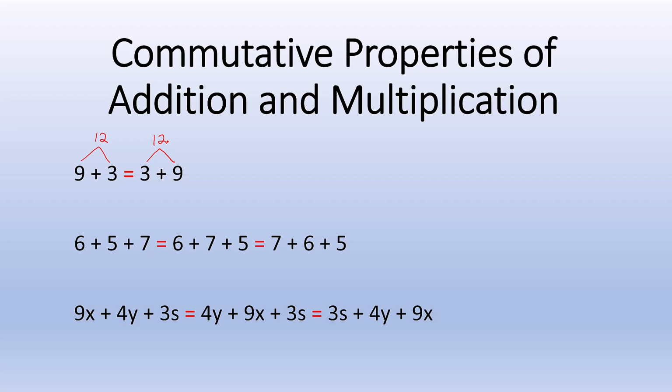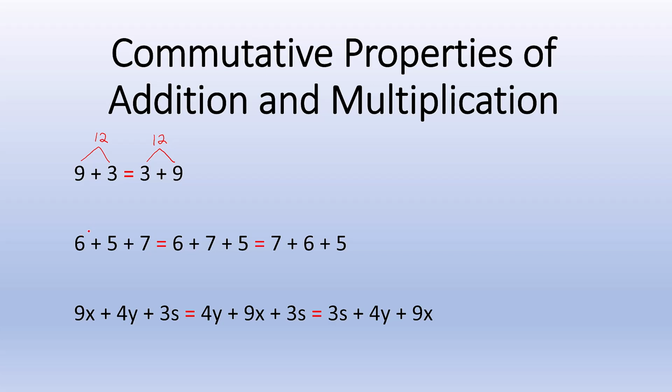Let's take a look at the next example. 6 plus 5 plus 7. That's the same thing as 6 plus 7 plus 5, in which I change the 5 and the 7 position. And that's the same as 7 plus 6 plus 5, in which I put the 7 in the first position. If you add all of these together, they're going to give you the exact same thing.